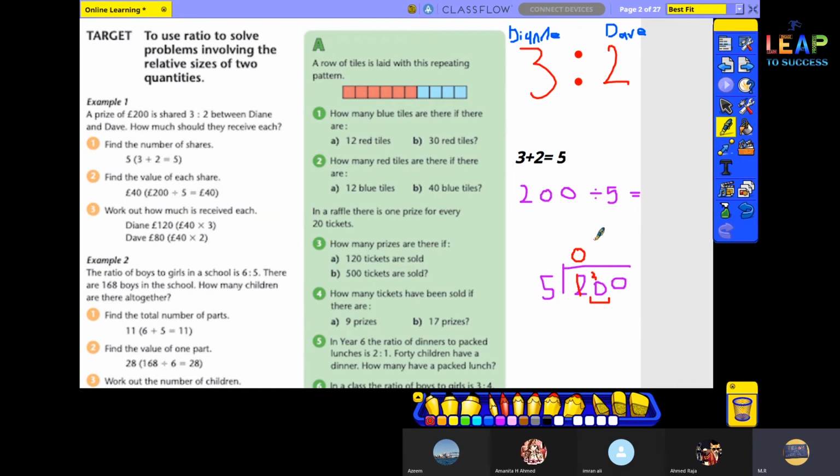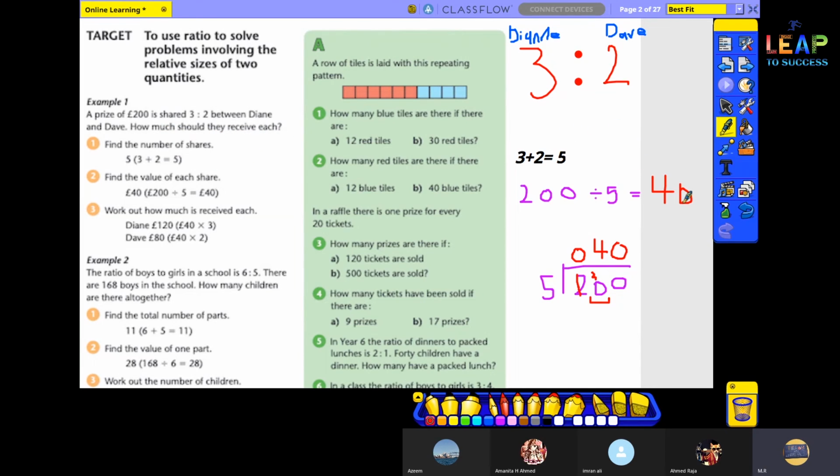So how many 5s go into 20? Well, you have 4. 5 times 4 is 20. No remainders. How many 5s go into 0? You get 0. So your final answer is 40. So this now is how much one of these shares is worth. However, you've got 3 shares Diane has and 2 shares Dave has. So find the number of shares. That's the first thing. Okay, how much do they each receive?